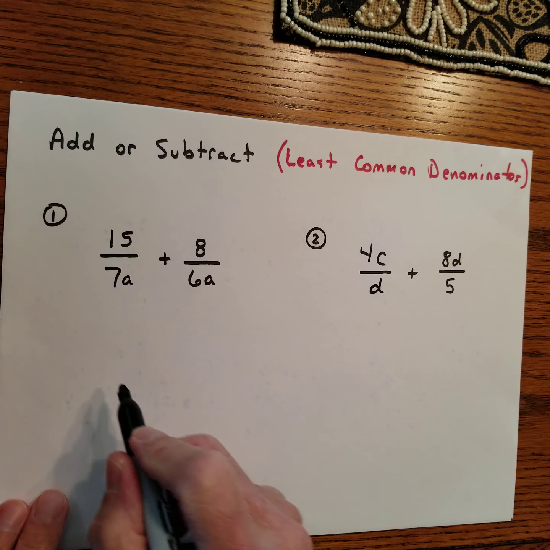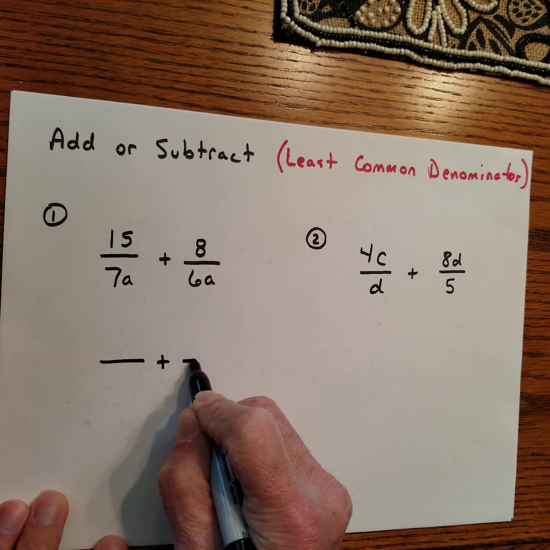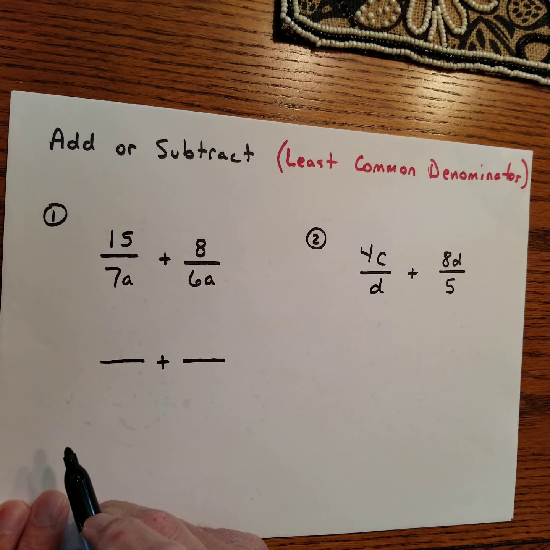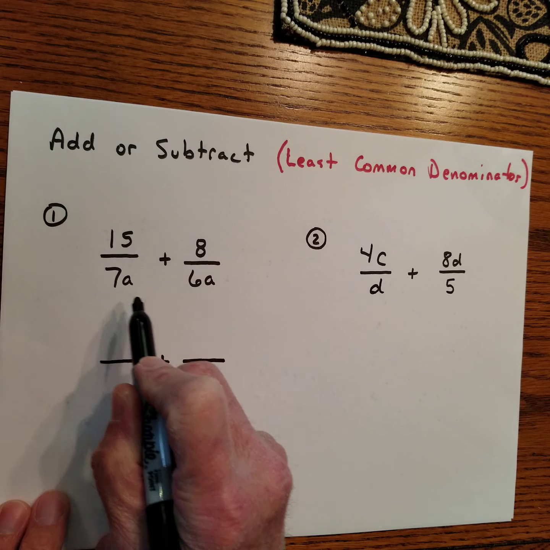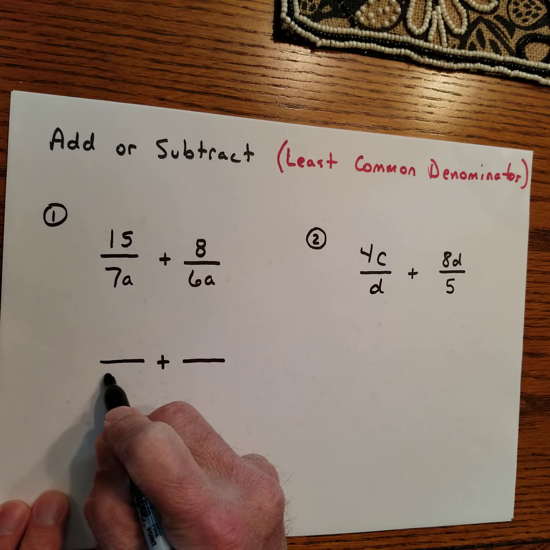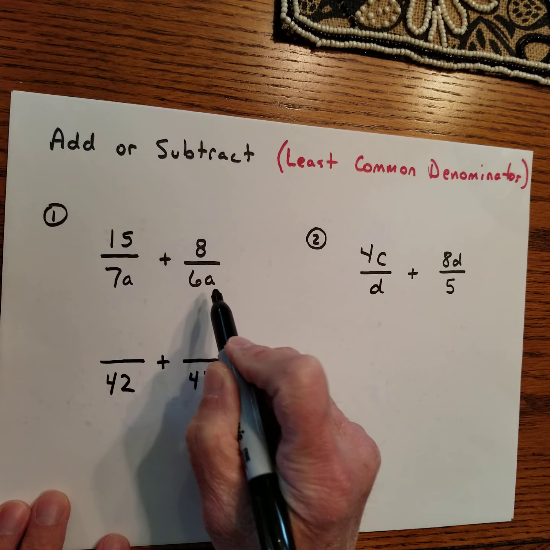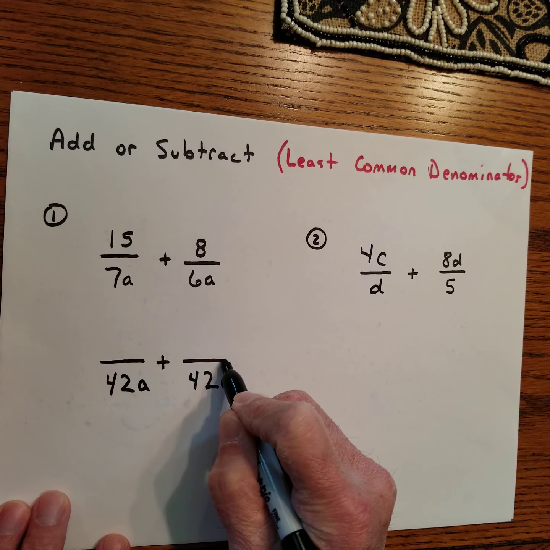Let's try number 1. I'm adding fractions, so I need a common denominator. Let's start with the numbers, 6 and 7. Does 6 divide evenly into 7? No. Then I'll multiply 6 times 7 to get a common denominator of 42. Now both denominators have a's, so I'll need an a as well.